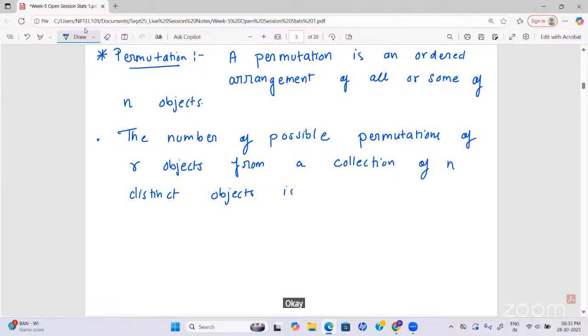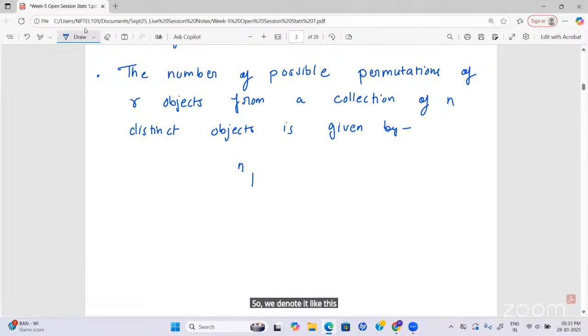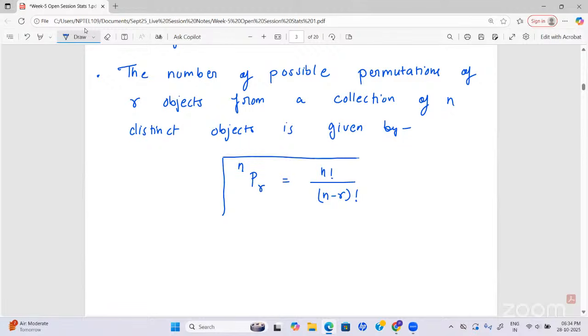Okay, so that is given by, and we denote it like this, nPr. Which means out of the total n number of items, you are selecting r items and you are arranging them. So the formula is n factorial divided by (n minus r) factorial. This is the formula where all the n objects are distinct.